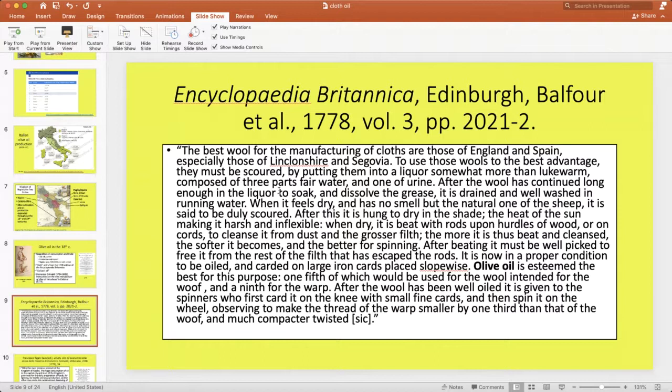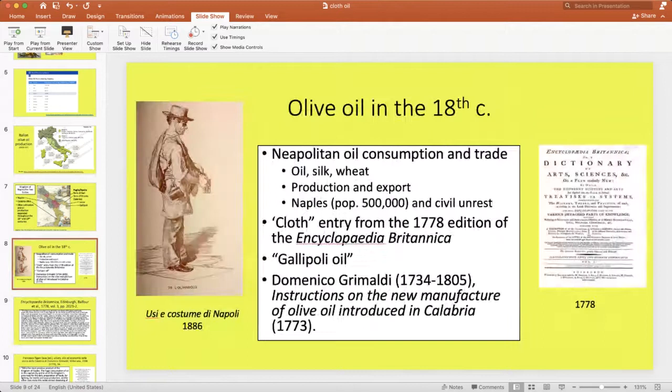The math's a bit weird here. "After the wool has been well oiled, it is given to the spinners, who first card it on the knee with small fine cards and then spin it on the wheel, observing to make the thread of the warp smaller by 1/3 than that of the woof and much compacter twisted." Okay, apologies again for such a long quotation, but I do think it's a remarkable passage. And so this indeed was one of the major reasons for which olive oil was exported.